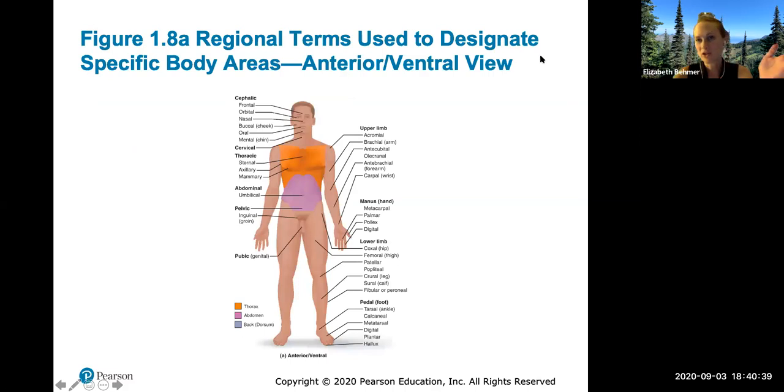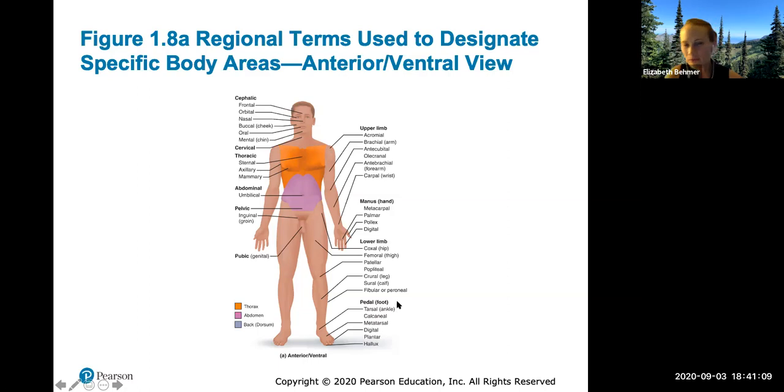And these regional terms, a lot of you are familiar with these because by now you know the language of anatomy. So these regional body terms usually have to do with some of the structures that lie below them. So the brachial region refers to the arm. The olecranon region refers to the elbow. Antebrachial is the forearm. The carpal is your wrist. Umbilical, abdominal, pelvic, you have an inguinal or groin region.